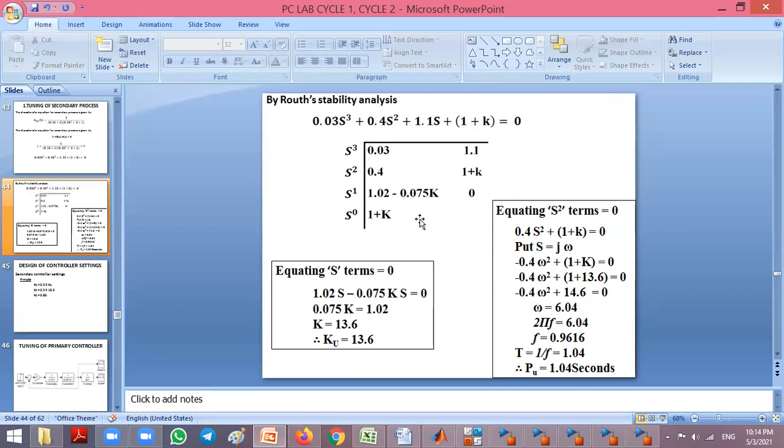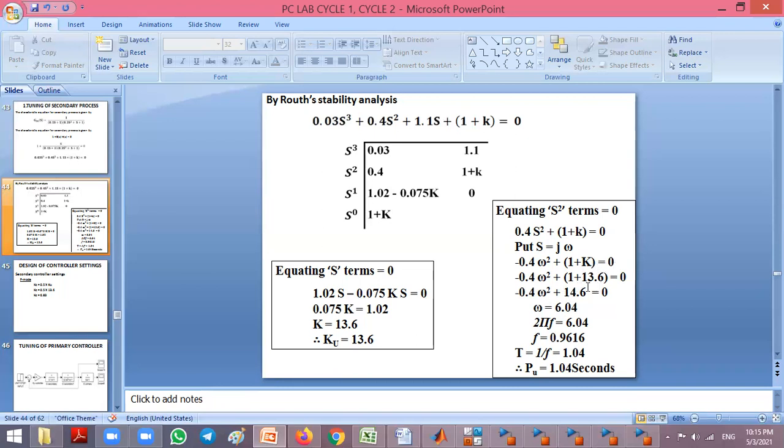So for that, this is the theoretical procedure to estimate the ultimate gain and ultimate time period. Now you equate S squared terms to 0. So 0.4 S squared plus 1 plus k is equal to 0. In the S terms, you put j omega. So it will become 0.4 j omega plus 1 plus k is equal to 0.